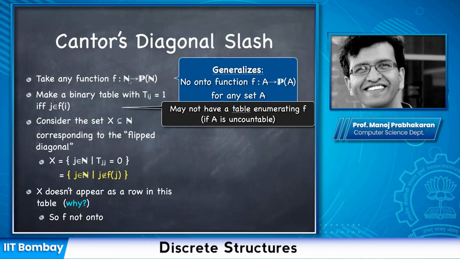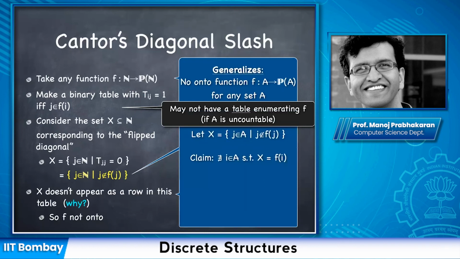We can directly skip. This diagonal was a nice visualization, but you can directly skip to the formal definition of what the set X was. So X was defined as the set of all j such that j is not contained in f of j. That definition we can still use. So I'm going to go ahead and think of X as the subset of A consisting of all the elements j such that j is not in f of j.